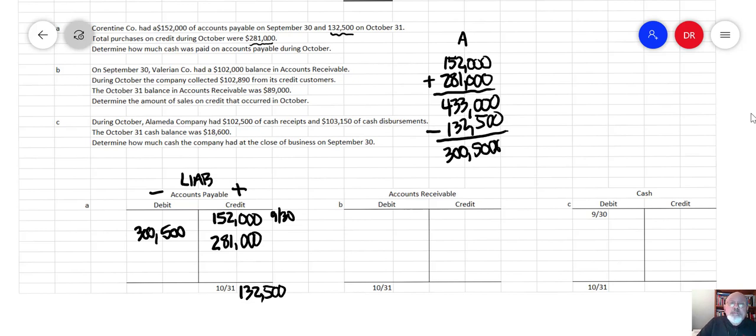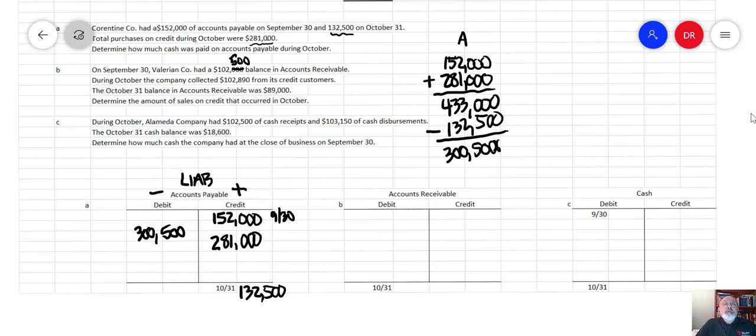Okay, for scenario B, it says on September 30th, Valerian had a $102,000 balance. This is a typo. It should be 102.5. If you use 102,000, the answer will not come out right. Trust me, I know that one. But anyway, 102.5 is the correct beginning balance.